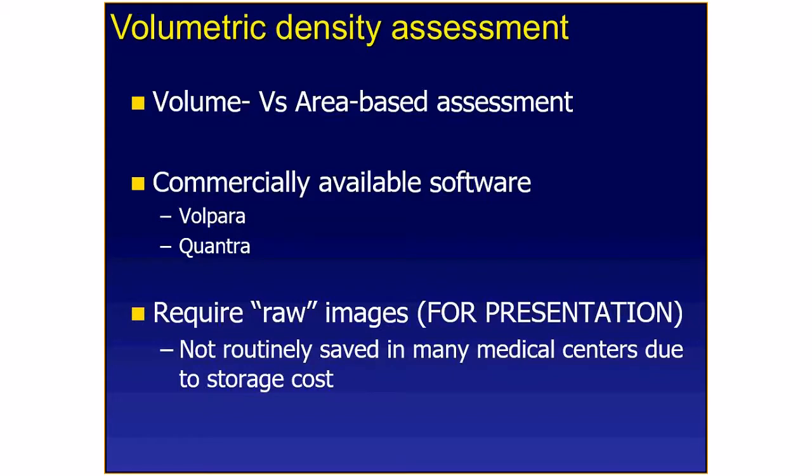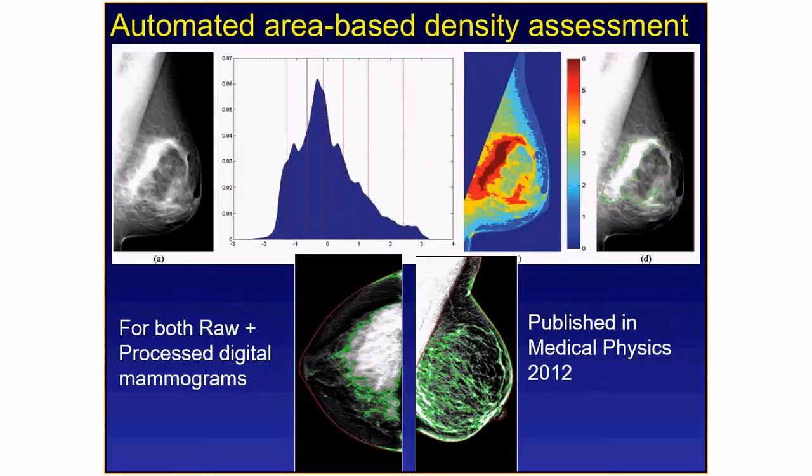And also, there is some commercially available software, Volpara and Quantra. They can compute volume-based breast dense tissue. Because digital mammography is 2D images, but they use the basics of the physics of imaging, they can estimate volume-based breast densities. Now, the problem with this method is it requires raw images. In the clinical setting, when they acquire digital mammography images, they're called raw images. Then they further process these images to better show them to the radiologist. So we have raw images or processed images. Unfortunately, most medical centers don't save the raw images because they use a lot of space. So if you only have the processed images, you cannot use this software to compute the volume-based numbers.